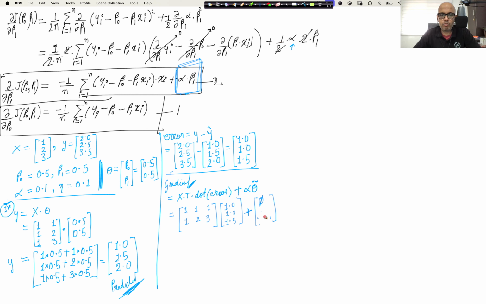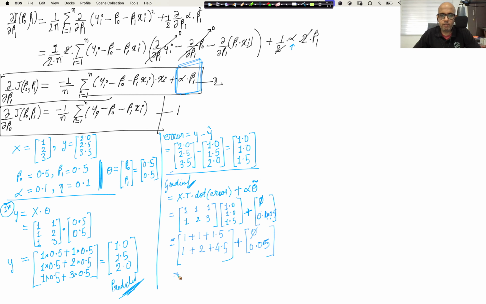Okay, and so this alpha times beta 1, I'm going to replace this by the values that we have. And so what we have for alpha is 0.1, and for beta we have 0.5. So I'm just simply going to write that right here. And when we perform this dot product, we get 1 times 1 plus 1 times 1 plus 1 times 1.5. We get 1 plus 1 plus 1.5. And then the second case, we get 1 plus 2 plus 3 times 1.5 is 4.5, and plus on this side we have 0, and this becomes 0.05. That's coming from the regularization term.